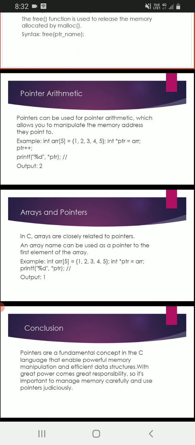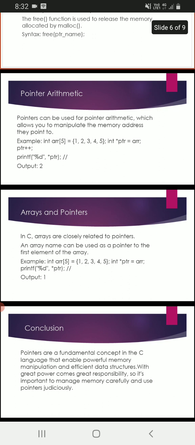Now let's move to the array and the pointers. Basically, an array of pointers is similar to any other array in C language. It is an array which contains numerous pointer variables, and these pointer variables can store address values of some other variables having the same data type. Here, as we can see, an array name can be used as a pointer to the first element of the array. Now here we have been giving the example and the output.